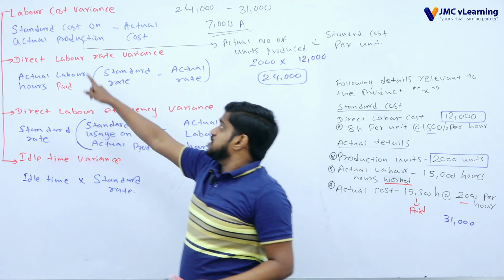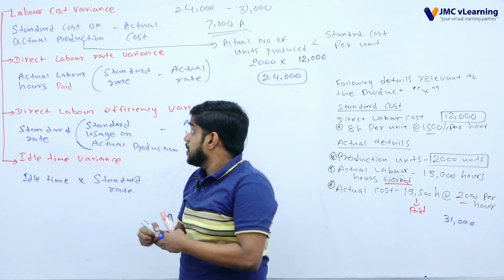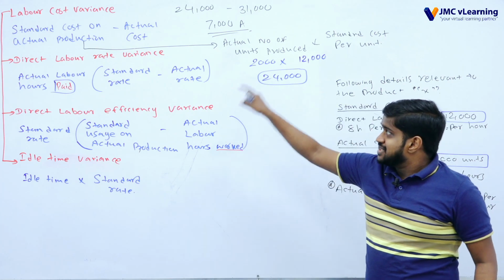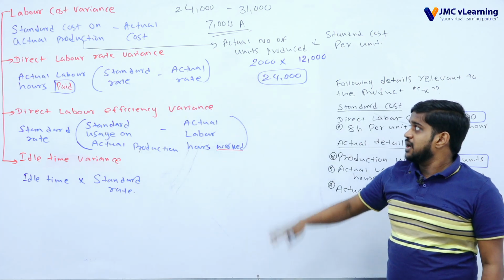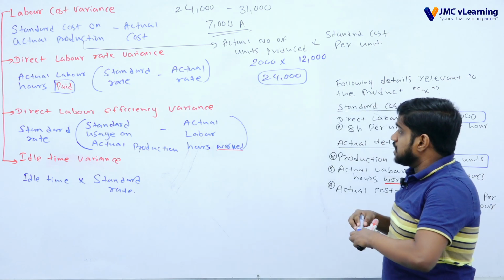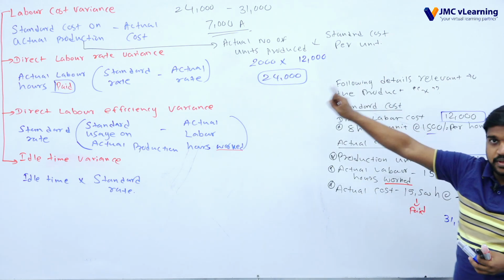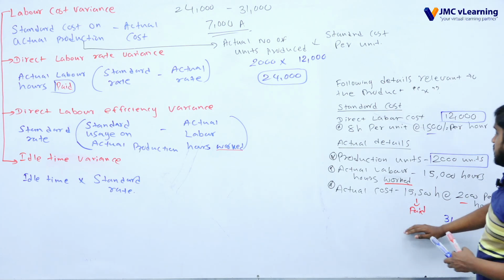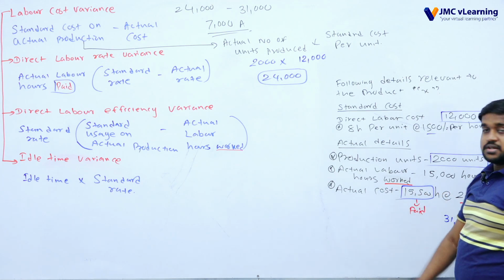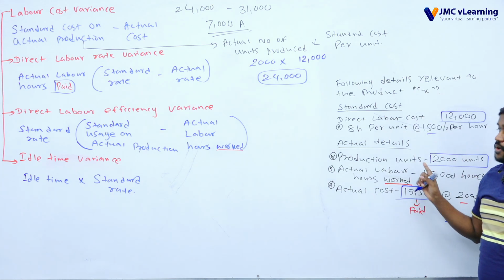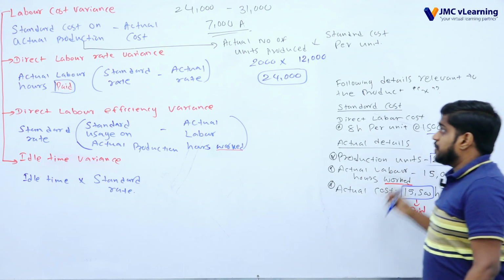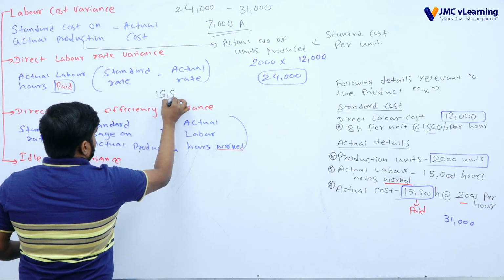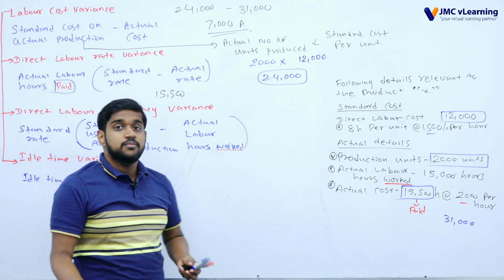As I mentioned, we need to multiply the actual labor hours paid by the difference between the standard rate per hour and the actual rate per hour. How about our actual labor hours paid? When we come to our actual details, they paid for 15,500 hours. Their actual hours paid is 15,500 hours.